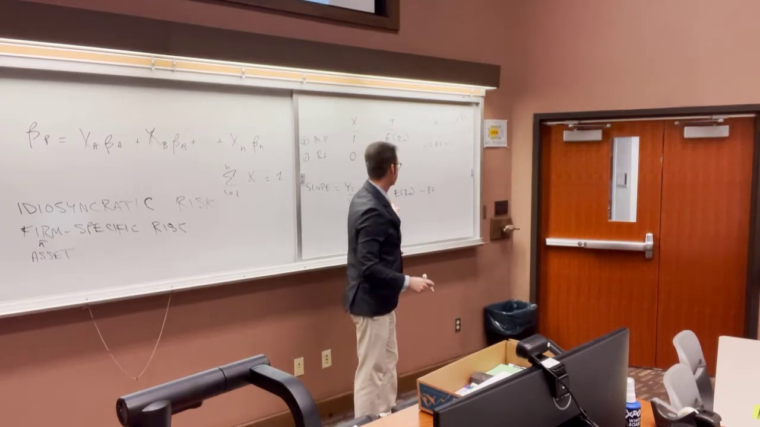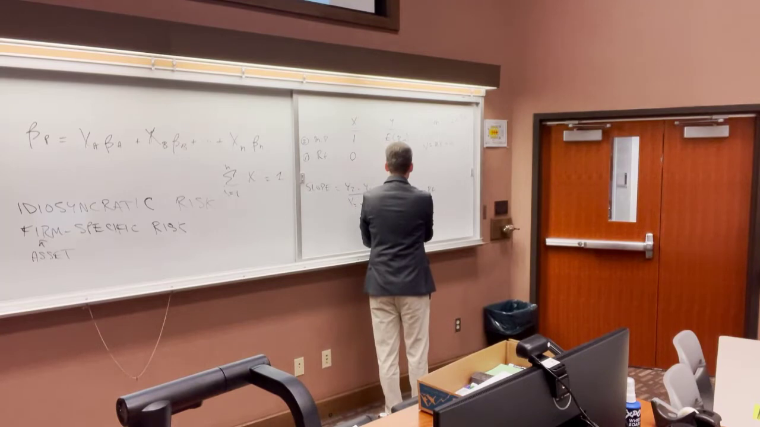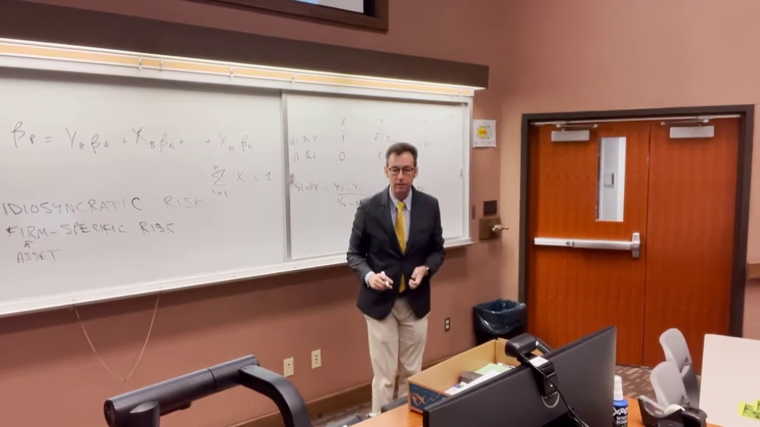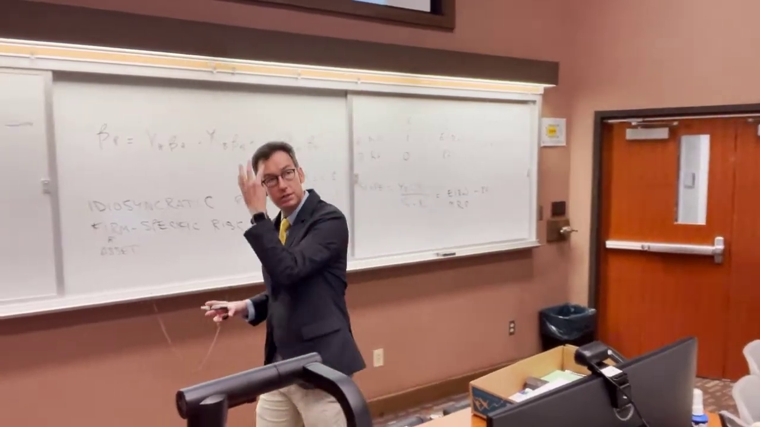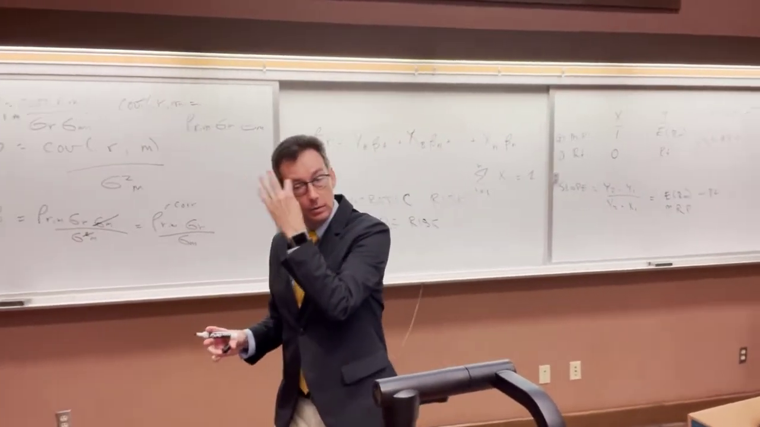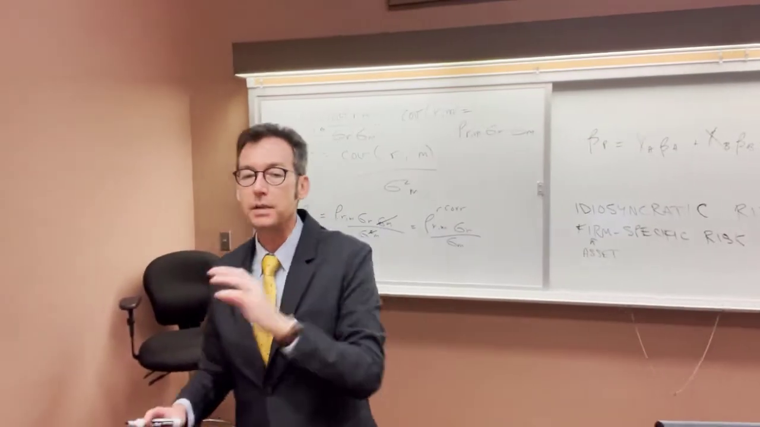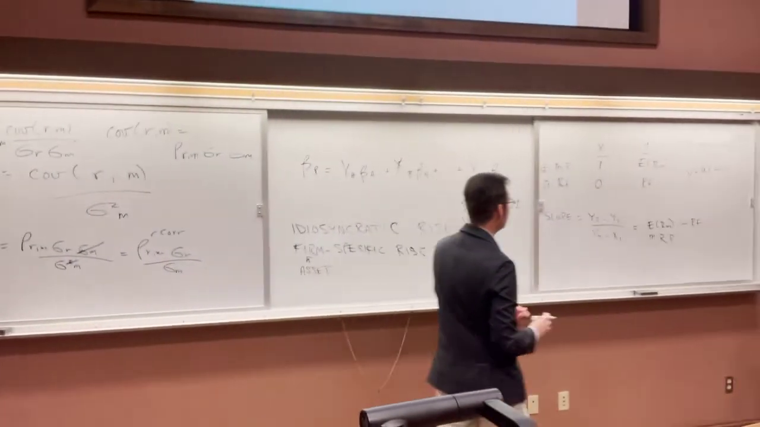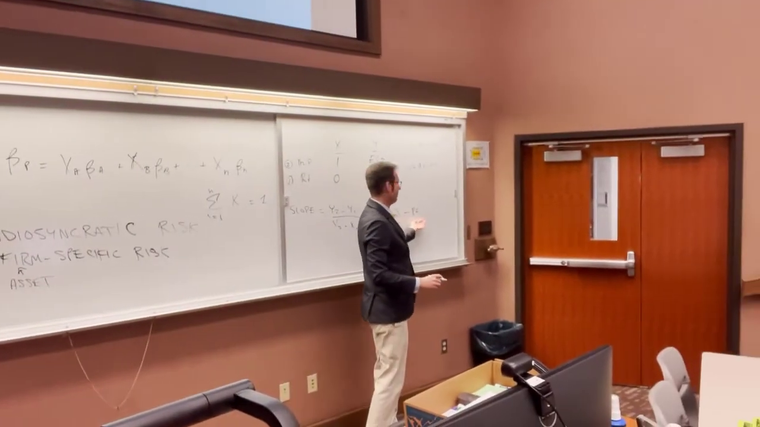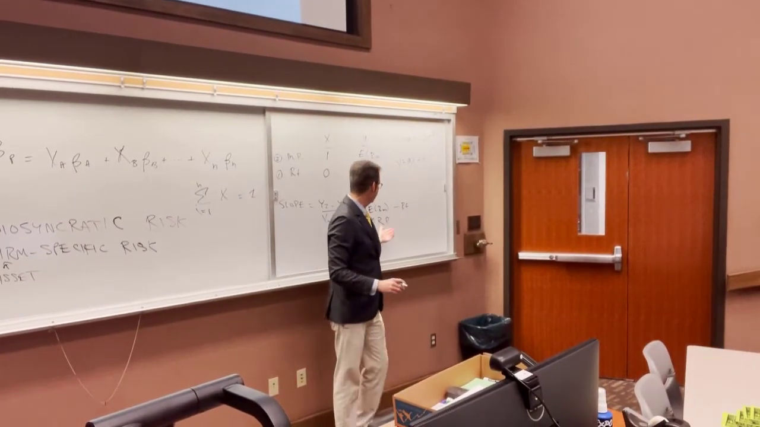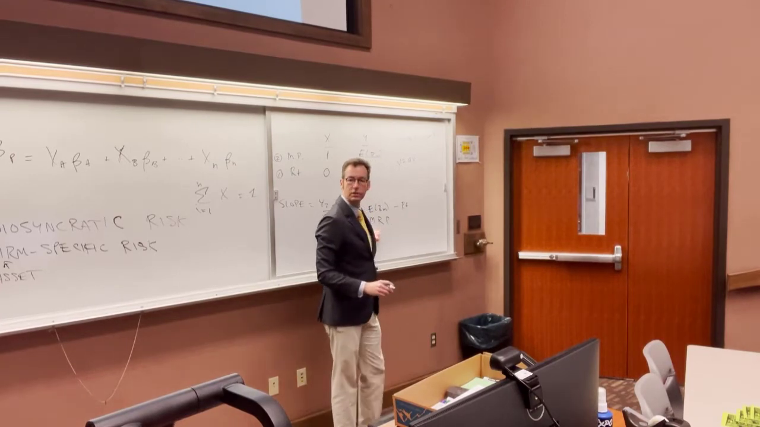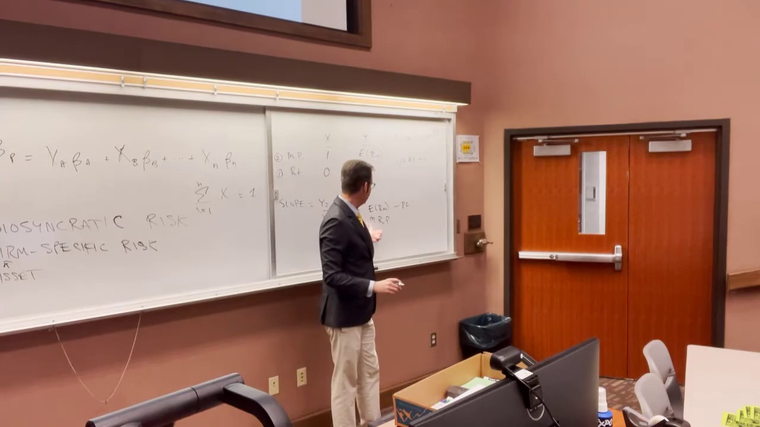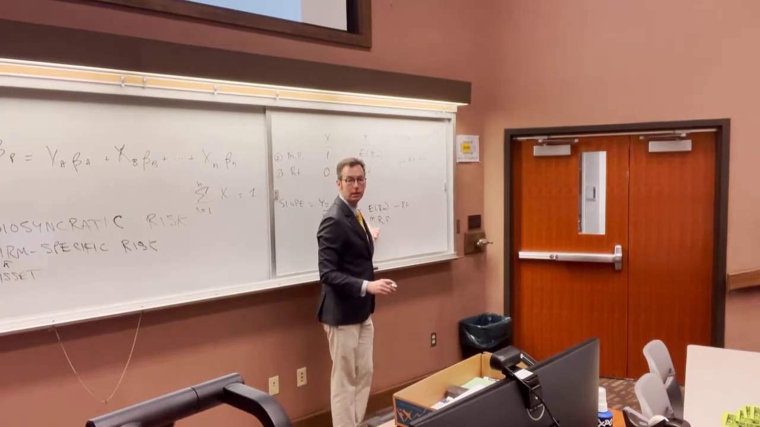We have another name for this thing. It's the MRP, the market risk premium. Remember earlier we said a risk premium is the expected return on something minus the risk-free rate. Well, the market risk premium is the expected return on the market minus the risk-free rate. And this is a great test question: what is the slope of the security market line? It is the market risk premium.